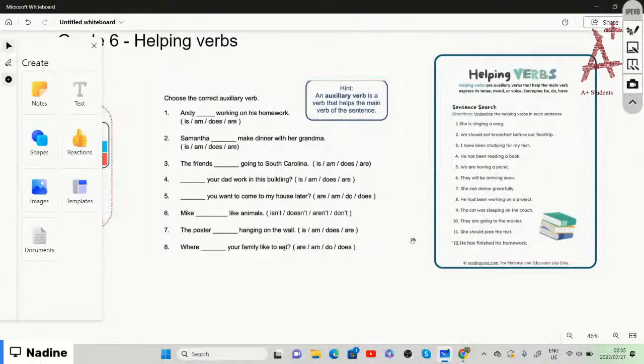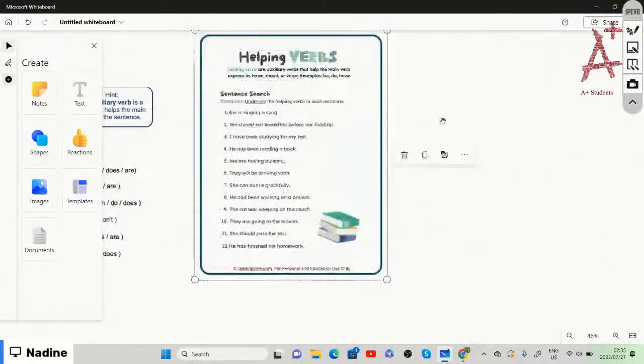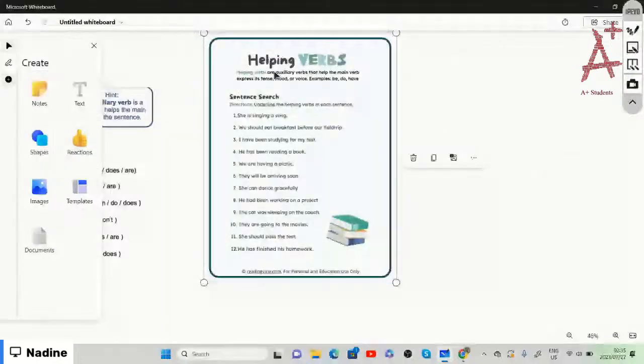All right. So now we're going to the next one, which is helping verbs also. And once again, helping verbs are auxiliary verbs that help the main verb to express its tense, its mood, or voice. And a few examples are be, do, have. That is but a few examples. And remember, we also went over a few other examples of helping verbs. Based on the activities that we've done so far, we have identified quite a few helping verbs, or auxiliary verbs, like we can call it.